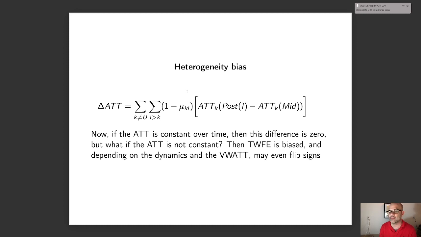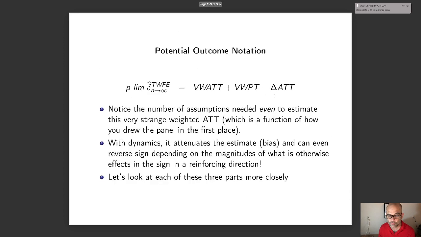And then heterogeneity bias. So you get here with heterogeneity bias, this particular post minus pre. And look at this. If this is positive, that's a positive term, and that's negative. So you can have here something like this. This could be a variance weighted ATT of 10. This could be parallel trends holds, and this could be an ATT of 5. And you would get 10 minus 5.